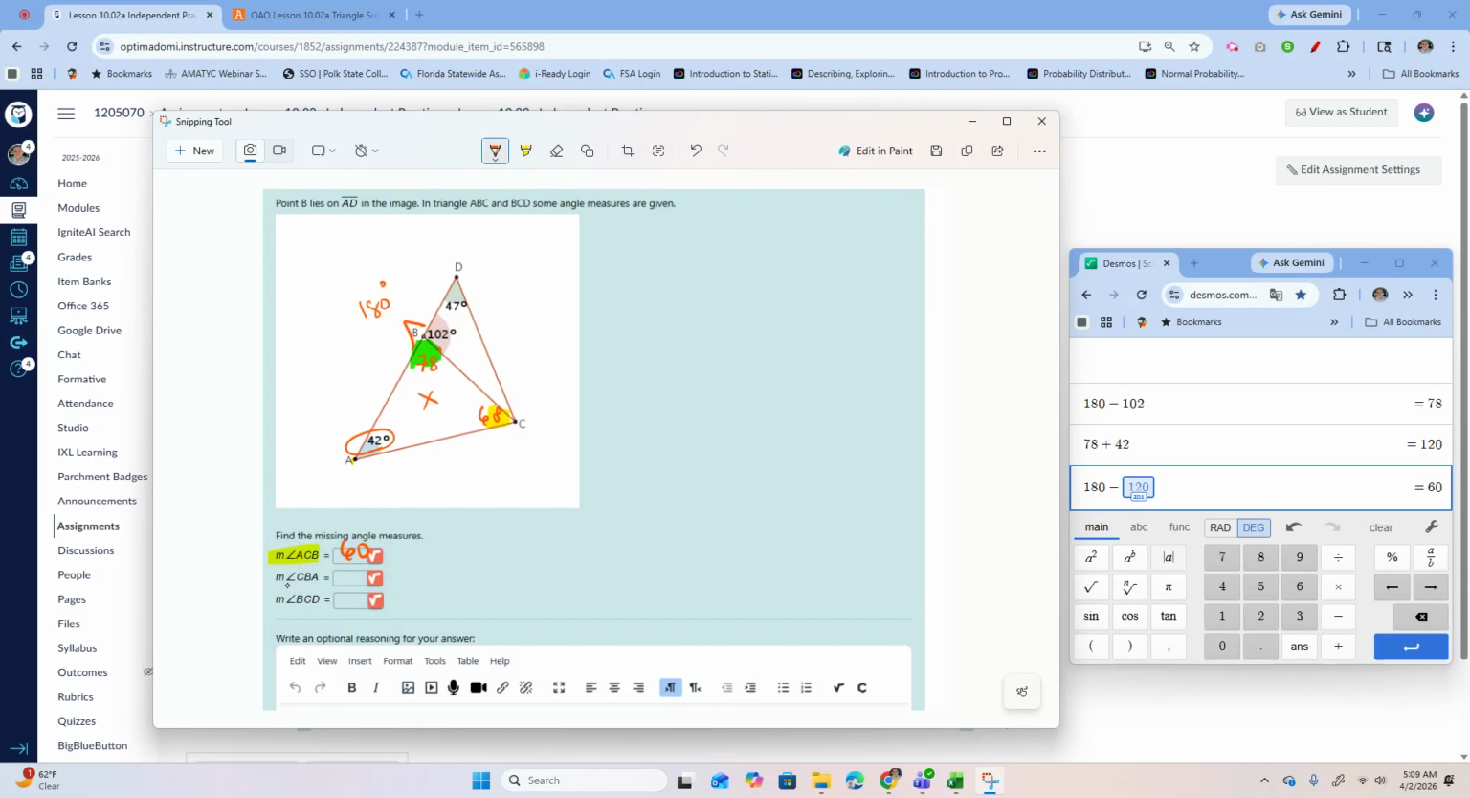All right, now we're going to find angle CBA, which I already did. You can see it's the one in green, so that's going to be 78.